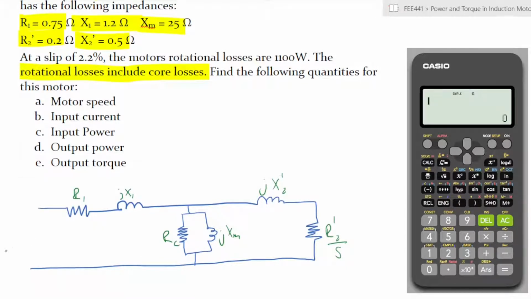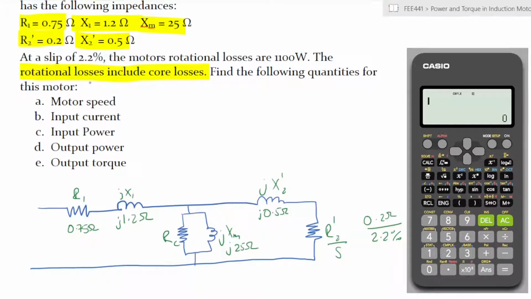And so straight away, some of the elements we already know. So we have 0.75 ohms for the R1. jX1 is given by 1.2 ohms. jX2 prime is 0.5 ohms. These are all complex. R2 prime over S is 0.2 ohms over the slip, which will be given as 2.2%. We'll calculate that shortly. XM is given as 25 ohms.